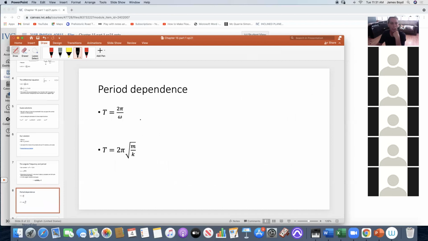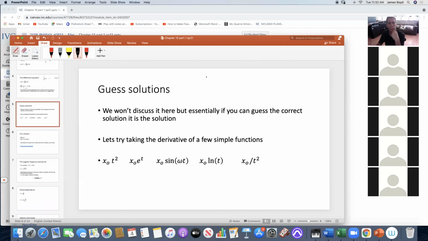And remember, we're trying to guess something where the second derivative with respect to t of our function is equal to negative some constant times the function again. So it needs to give us back our function. So let's try it here. Taking the first derivative of this, x naught is a constant, so we get 2t. Taking the second derivative, we get 2x naught. This is not a constant, a negative sign, and the original x naught t squared back. So that function will not work here.